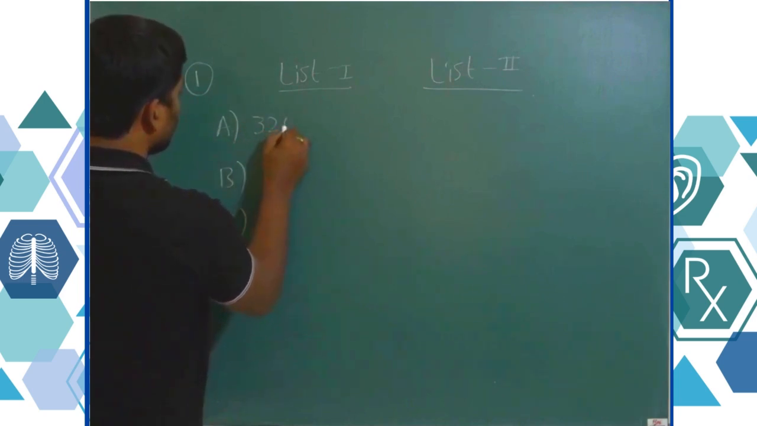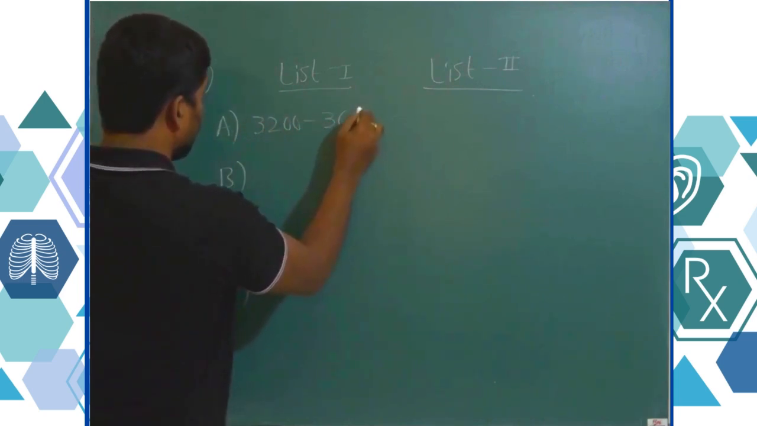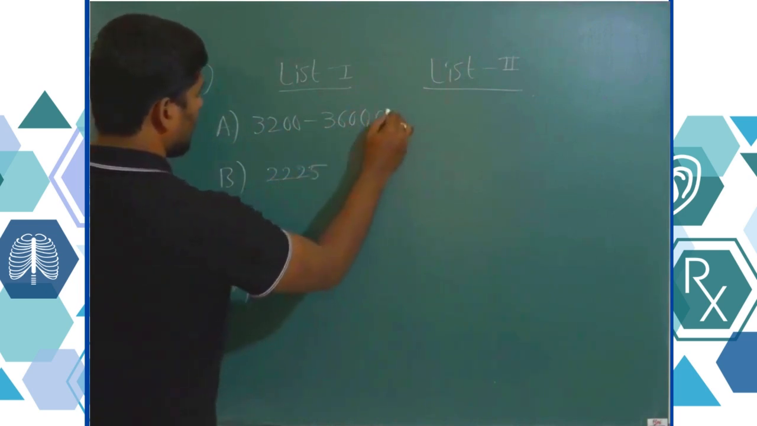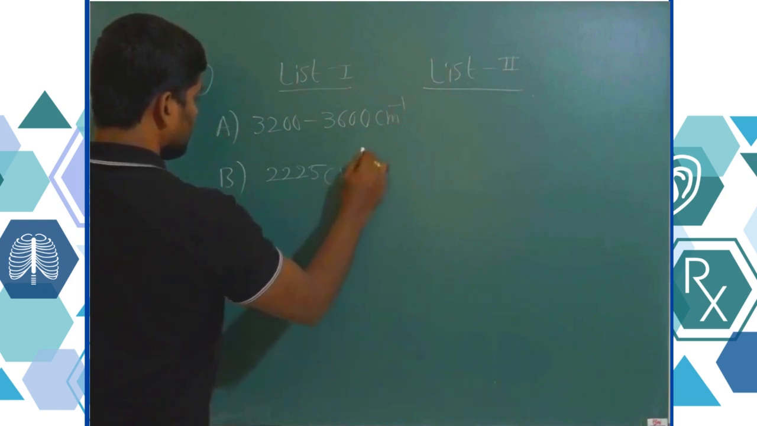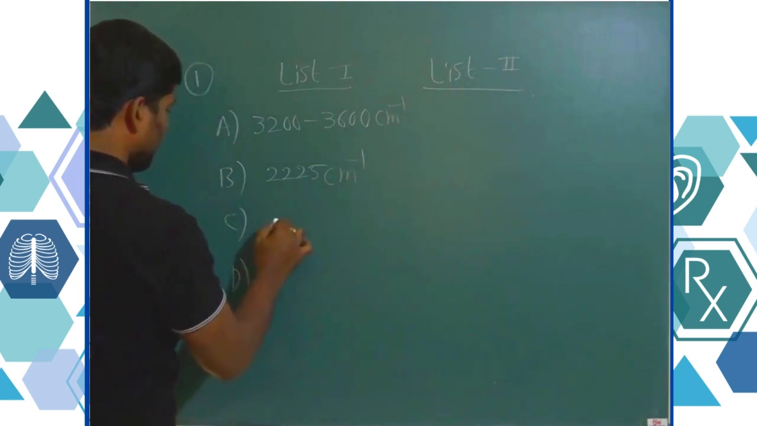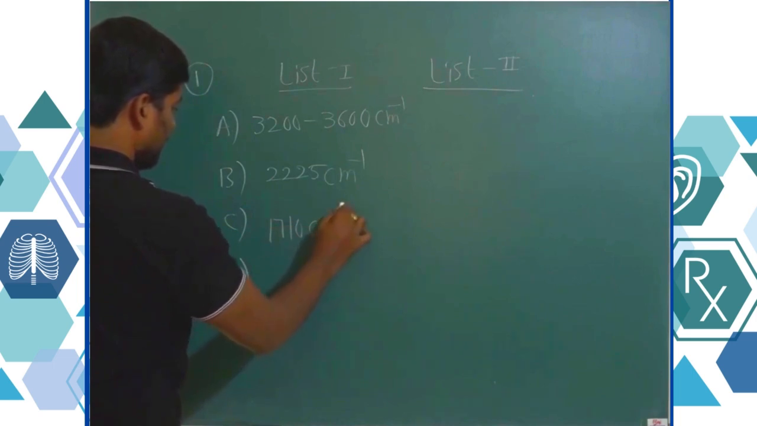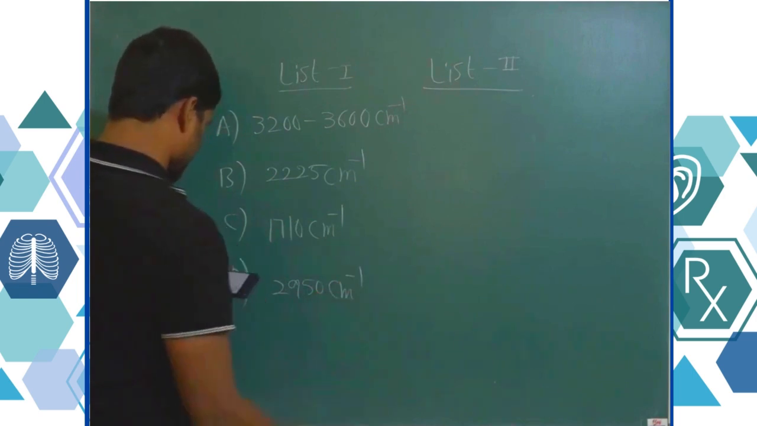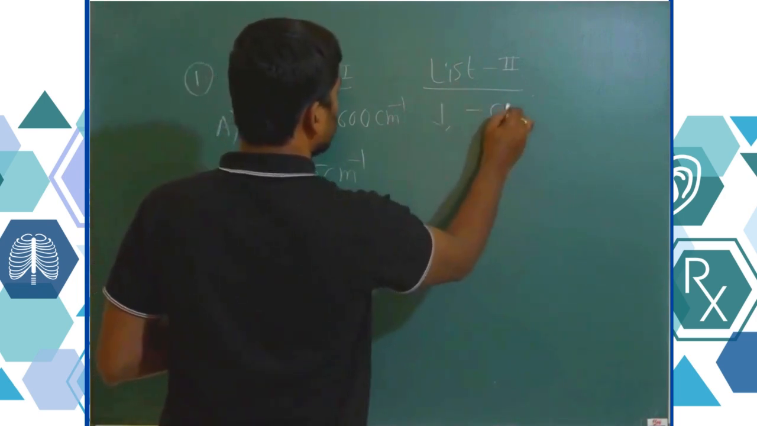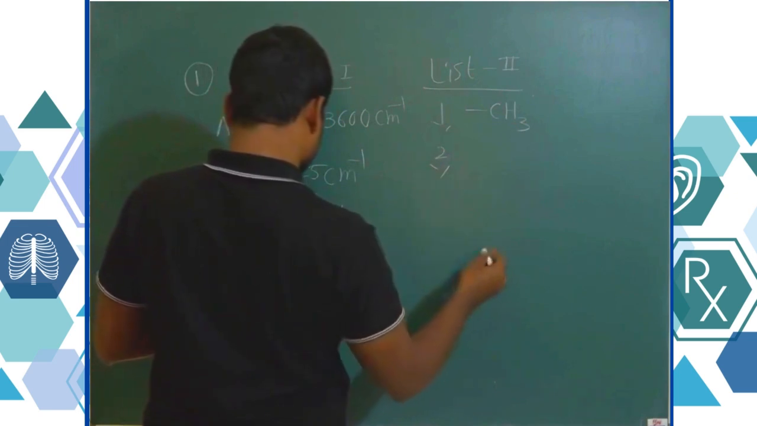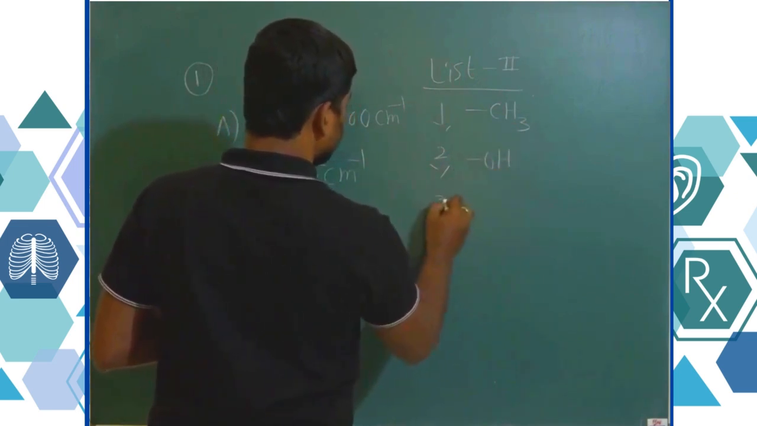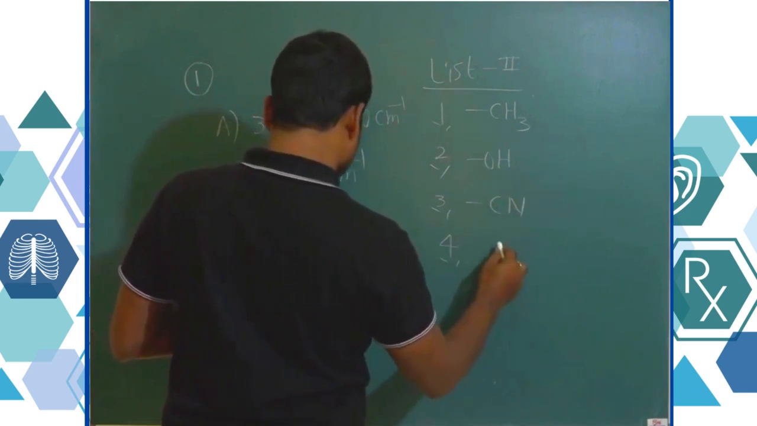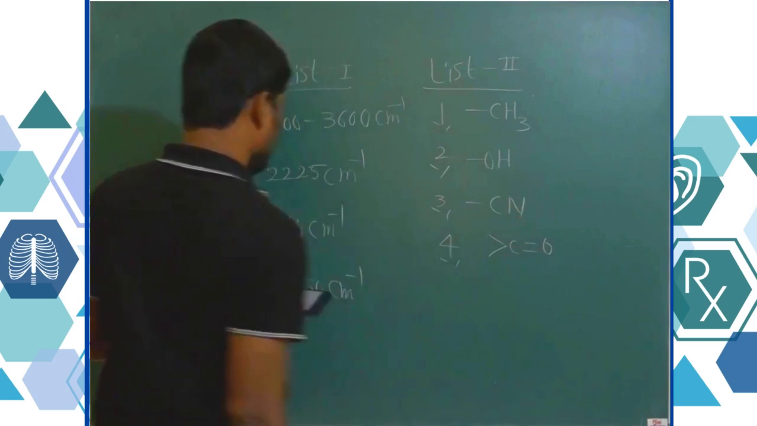So 3200 to 3600, 2225. Okay, all are given in centimeter inverse. Next one 1710 centimeter inverse and 2950 centimeter inverse. Here CH3, OH, CN and C double bond O. Okay, like this given.